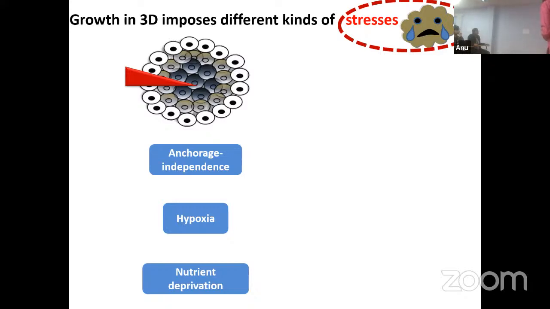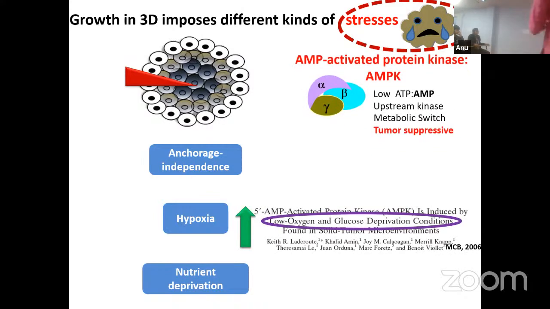They also experience hypoxia, less oxygen in the center of the core, because oxygen diffuses from outside to inside, so there is a little less oxygen. Similarly, there is a little lack of nutrients inside. So the cells here are actually experiencing multiple types of stresses. So how do we start asking what could be the molecular mechanism that enables these cells to live and overcome these stresses? We got interested in a very interesting protein called AMP activated protein kinase.